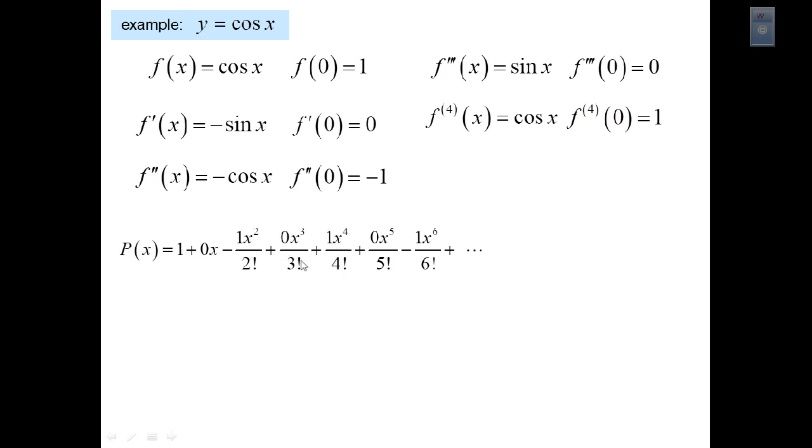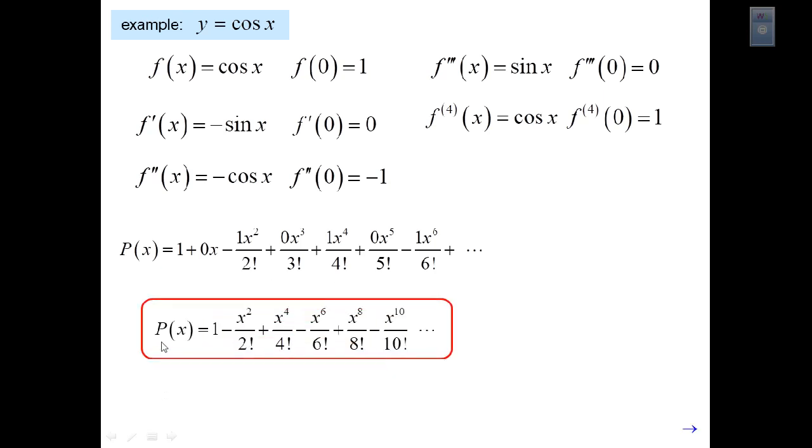Notice we're only doing the even powers, where we're talking about x to the 0 being an even power. So this term goes away, that term goes away. We only have the even terms. P of x is equal to 1 minus x squared over 2 factorial plus x to the 4th over 4 factorial minus x to the 6th over 6 factorial plus x to the 8th over 8 factorial minus x to the 10th over 10 factorial, continuing on and on.